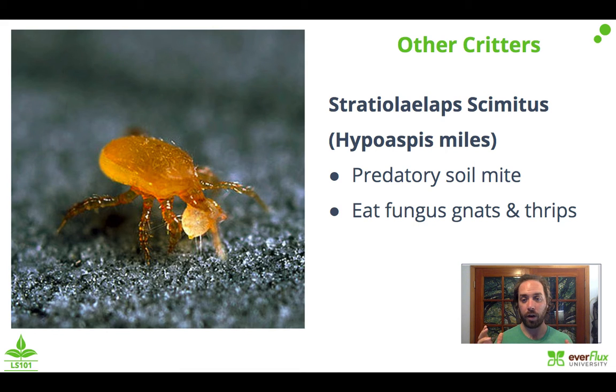So this is another predatory beneficial mite. Let's see if I can say this name right. Stratiolaelaps scimitus. All right. Formerly known, until it was recently reclassified, as Hypoaspis miles. Now this is not as common of a mite, so it doesn't have a common name like the springtails. But it is a very beneficial predatory mite. They eat fungus gnats and thrips as well. You can see what they look like here. So again, look for these in your soil, or you can buy them specifically. They are sold as beneficial predators.